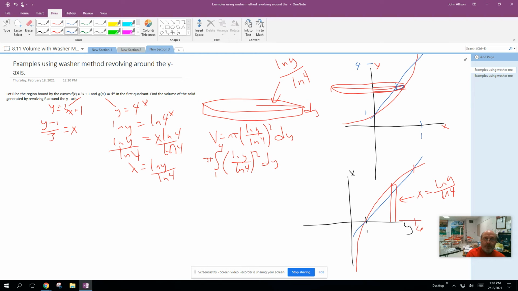The next thing we're going to do is subtract out the smaller inside disk. I'm going to draw that separately.